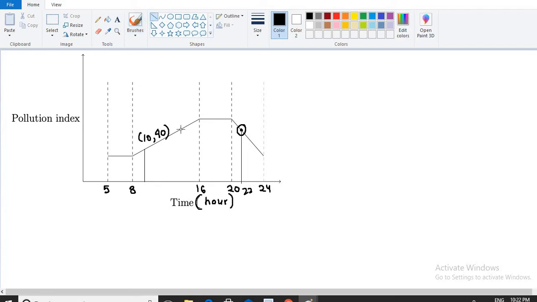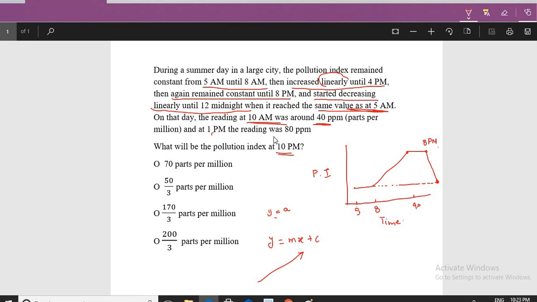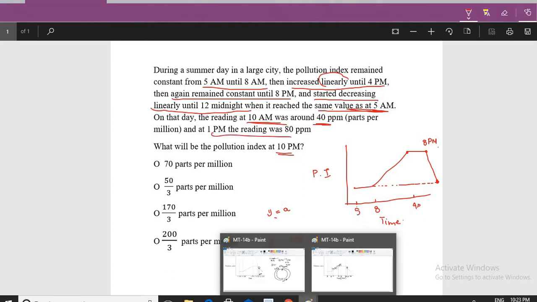And this is my 1 PM. How can you write 1 PM? You are going to write 1 PM in hours as 13 hours. So at 10 hour and at 13 hour, the value is 80. So at 13, it becomes 80. This is only given. Yes, at 1 PM, it becomes 80.